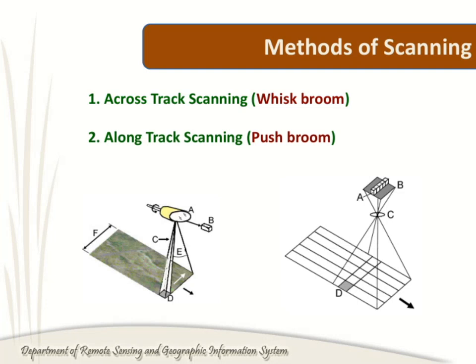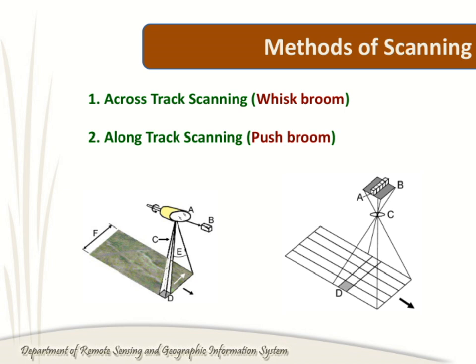Now let's take a look at the methods of scanning. First, we have the across-track scanning, also known as whisk-broom. In this method, the sensor moves perpendicular to the direction of the area being surveyed, sweeping across it much like a broom. This approach is useful for covering large areas quickly and is often employed in satellite or aerial imaging.